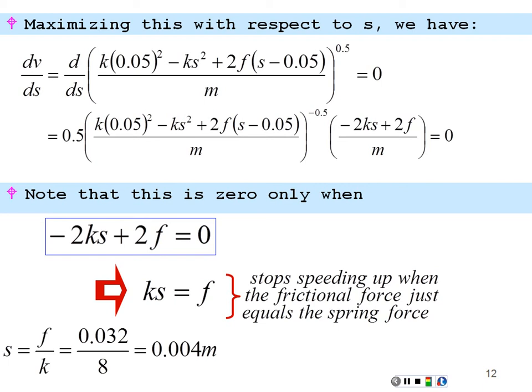That will occur at a point where S is equal to the frictional force divided by K, 0.032 newtons divided by 8 newtons per meter, and that will be at a point S equal to 0.004 meters. From the start point, since X was 5 centimeters in, that's going to be 5 centimeters minus 0.004, or 0.046 meters from the starting point.